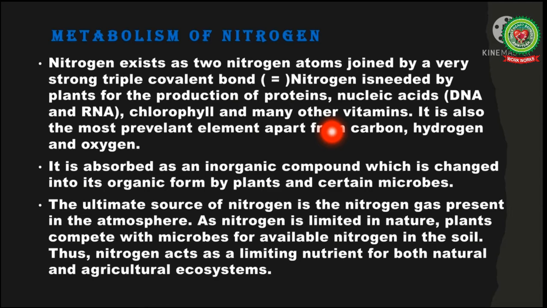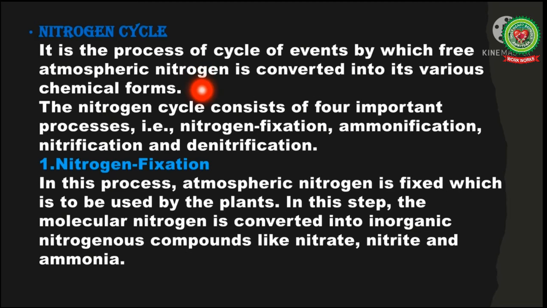The chief source of nitrogen for plants is nitrate in the soil. The atmospheric nitrogen is fixed symbiotically as well as asymbiotically by a variety of microorganisms. Nitrogen cycle. It is a cycle of events by which free atmospheric nitrogen is converted into its various chemical forms. The nitrogen cycle consists of four important processes that include nitrogen fixation, ammonification, nitrification and denitrification.